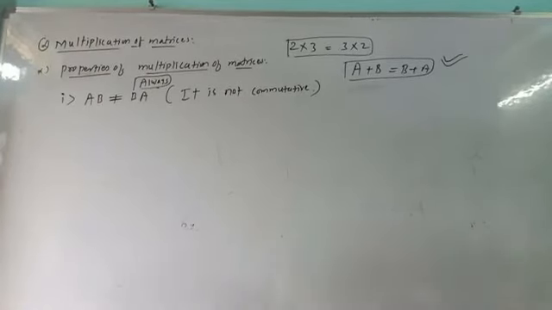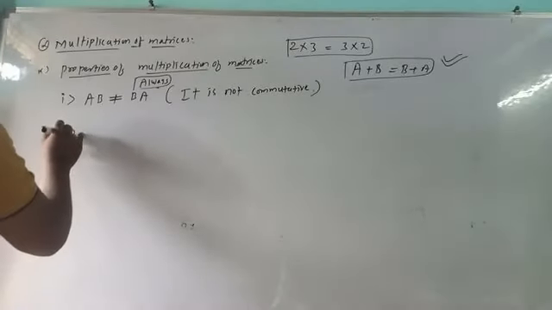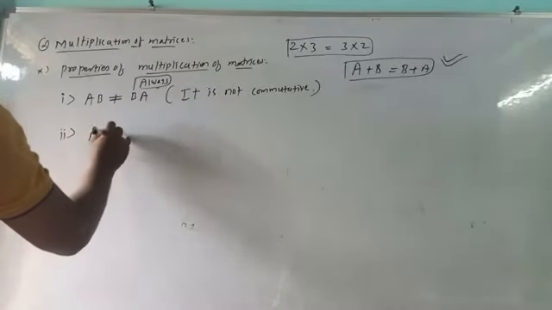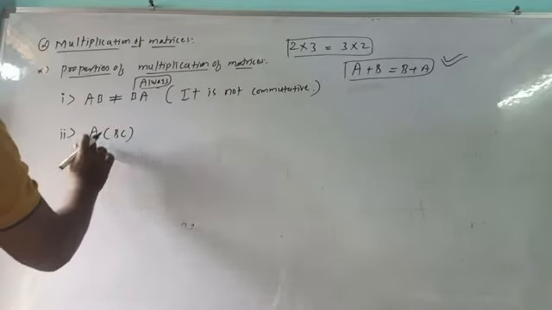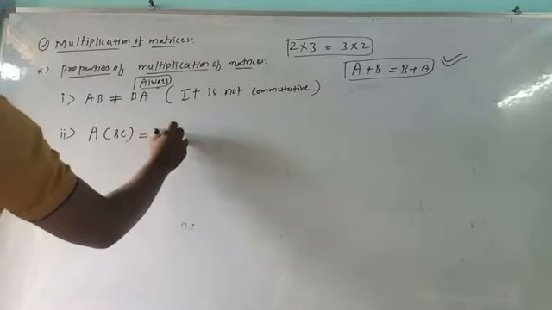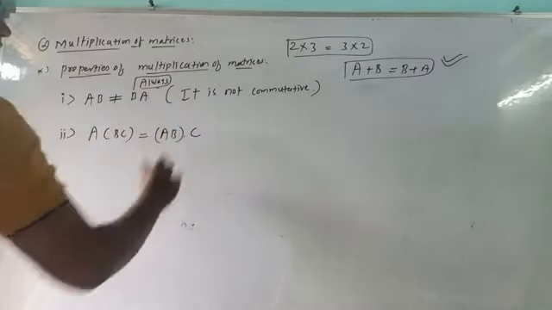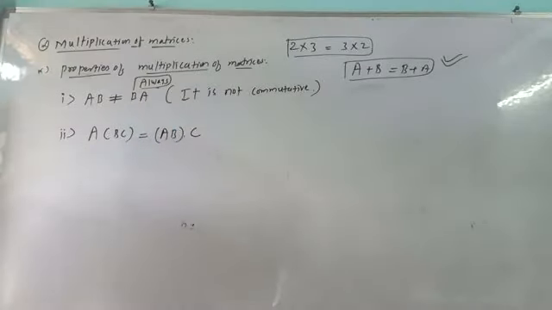The second thing is the associative property. Associative means what? A into BC: first we multiply BC and then multiply with A, or if you multiply AB first and then multiply with C, they have the same meaning.